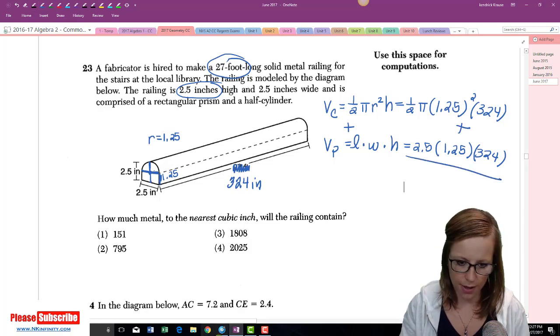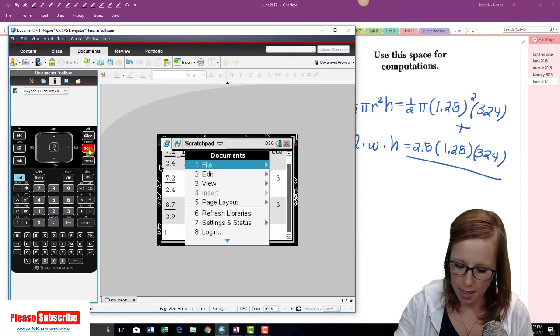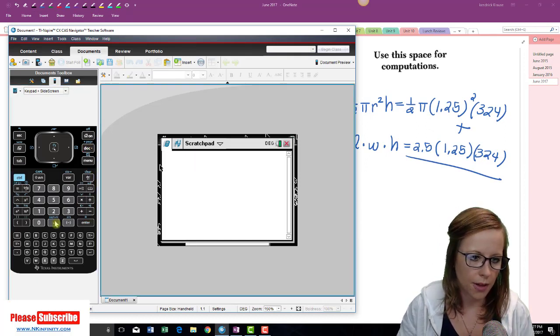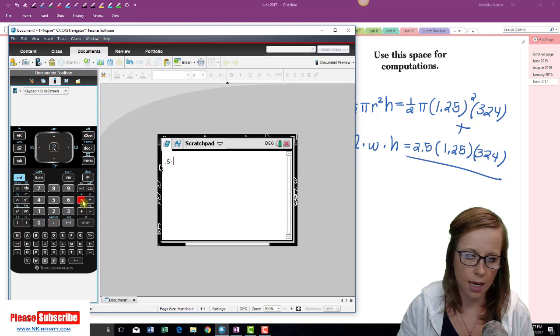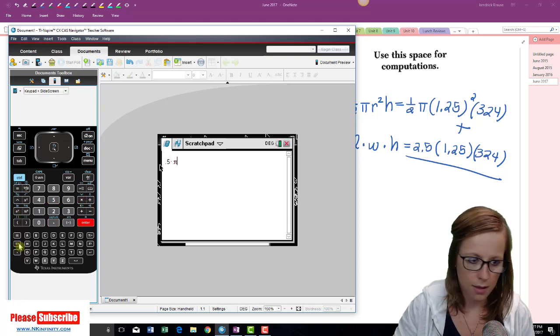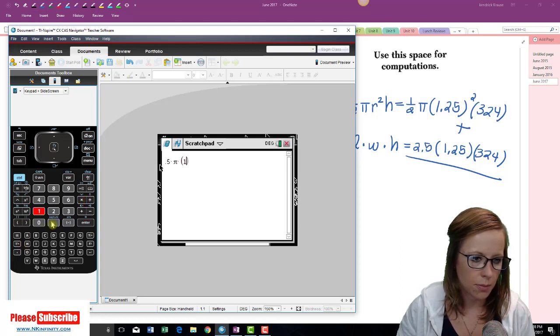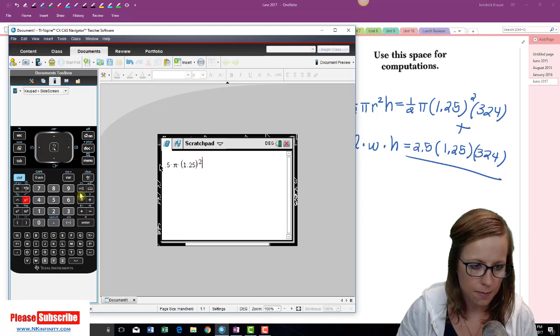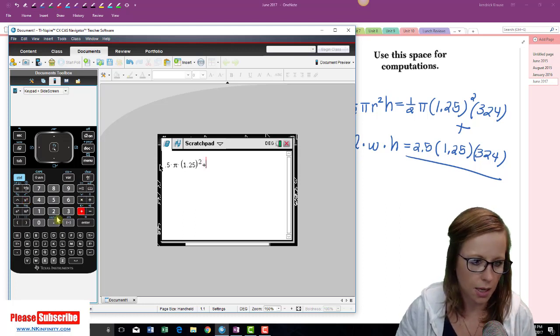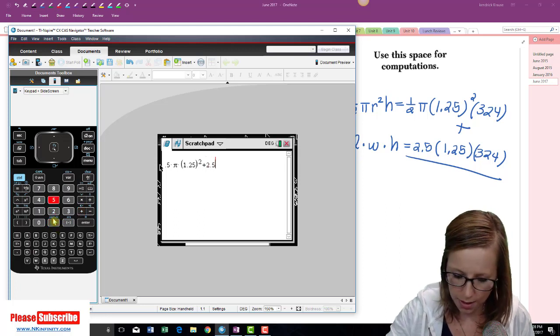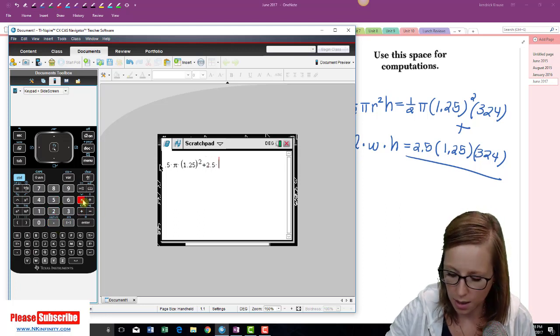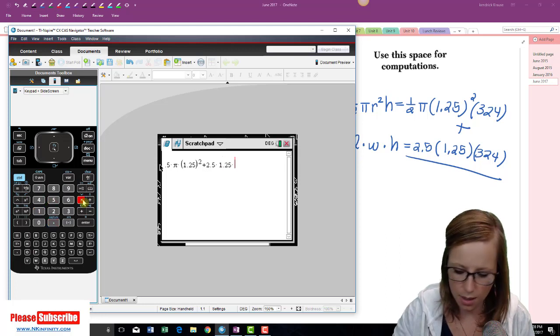So let me go to my fancy calculator. Let me press Doc B. And let's type the whole thing in there. 0.5 times pi times parentheses 1.25 parentheses squared plus, I don't know why I'm having such a hard time today, 2.5 times 1.25 times 324. I forgot the 324 here also.